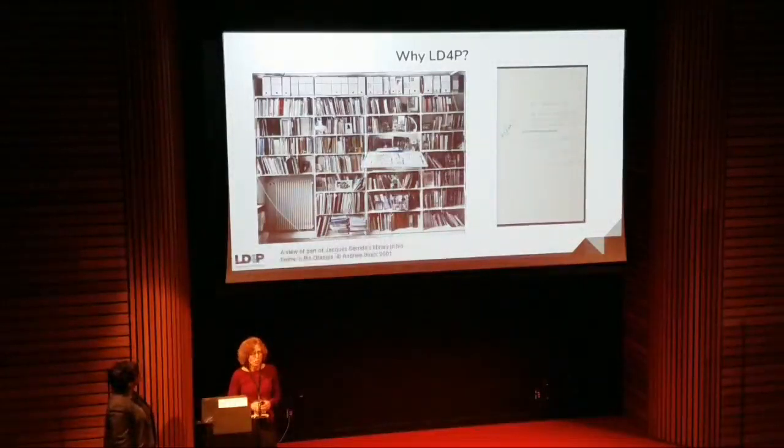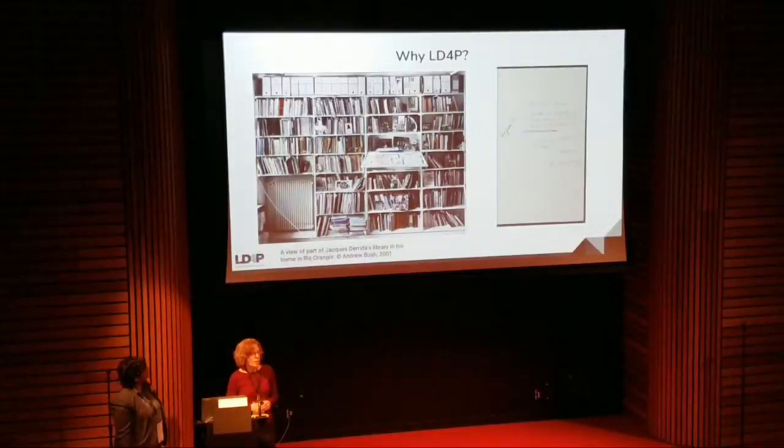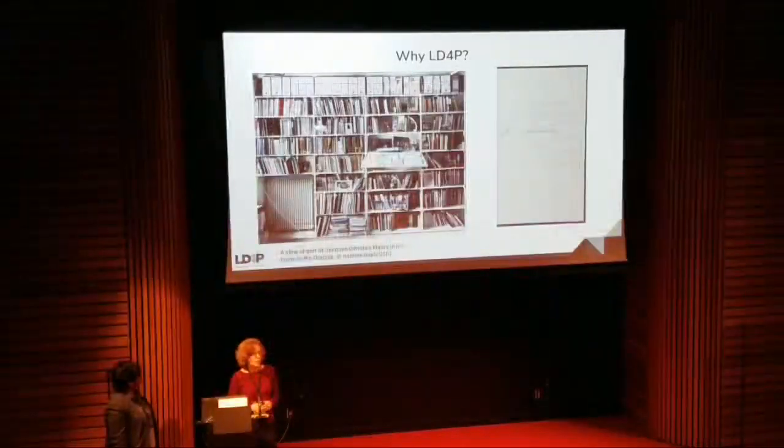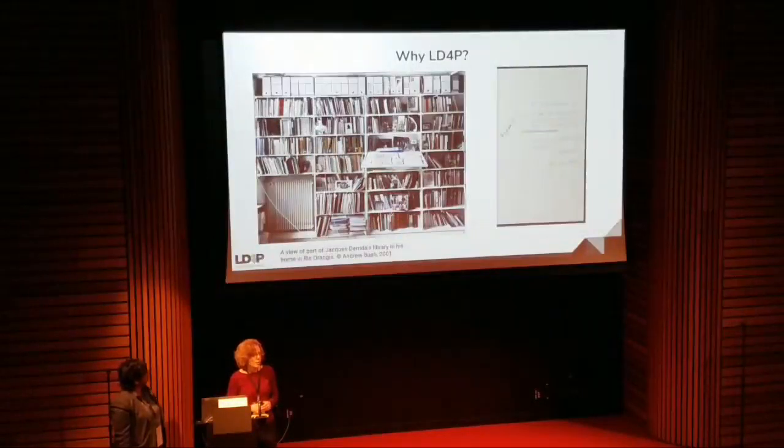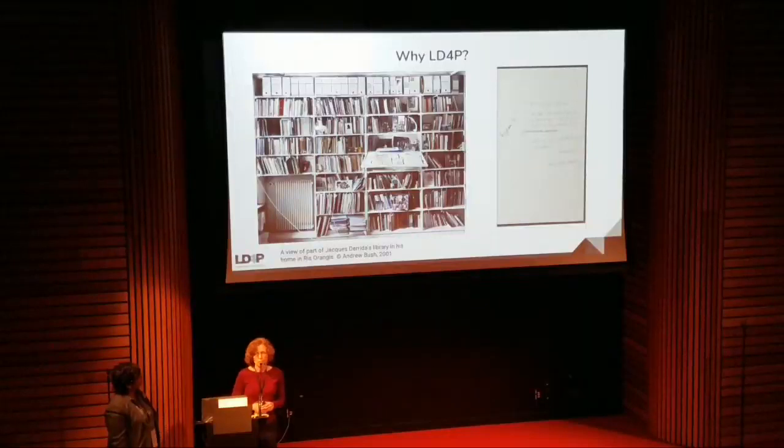So why do we want to have linked data? This is an example from our previous project, one of our partners, Princeton University. They acquired this fabulous collection, which was the personal library of the philosopher Jacques Derrida. So tens of thousands of volumes, many of which were given to him and inscribed by the dedicators, and many of which are annotated by Derrida himself. So it's a really rich collection for researchers who are interested in social and intellectual networks.